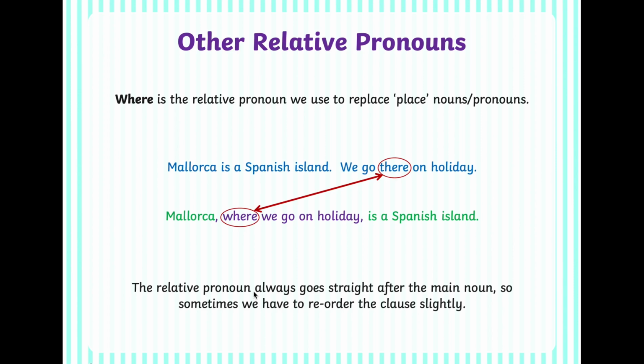Where is the relative pronoun we use to replace place nouns or pronouns. Mallorca is a Spanish island. We go there on holiday. This sentence is talking about a place. The place is Mallorca, the Spanish island. When we change this to include a relative clause, it becomes Mallorca, where we go on holiday, is a Spanish island. There becomes where.